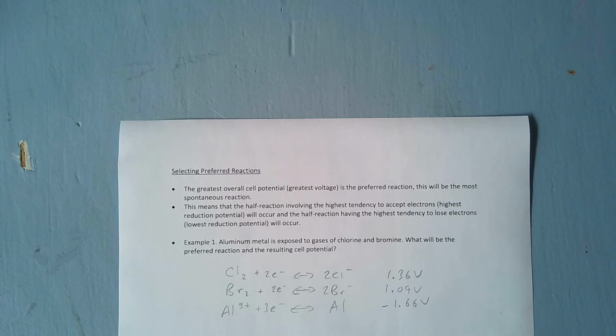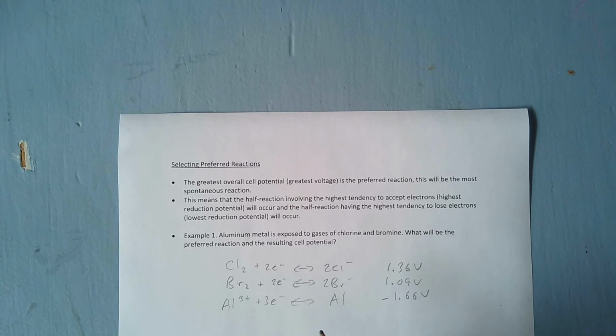So what's going to happen here is again, in order to have a redox reaction, you have to have one reduction half reaction and one oxidation half reaction. So you have to look at which of the chlorine and bromine, when put with aluminum, is going to give you the greatest potential. Remember with the aluminum here, we're going to have to flip this one around so that it becomes the oxidation. And so that's going to turn that into positive 1.66 volts.